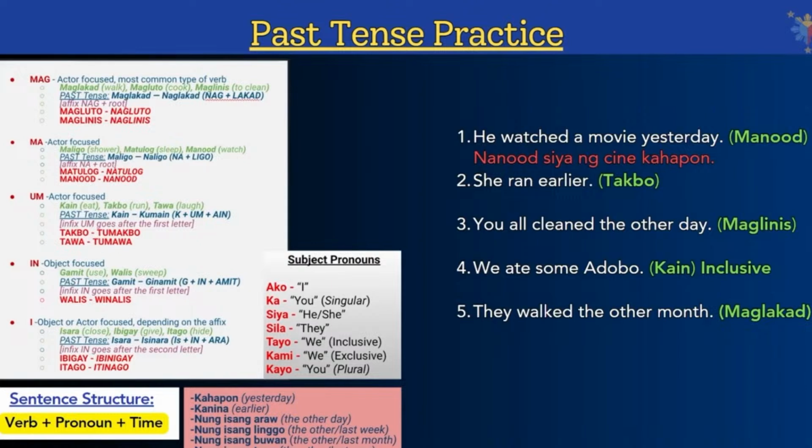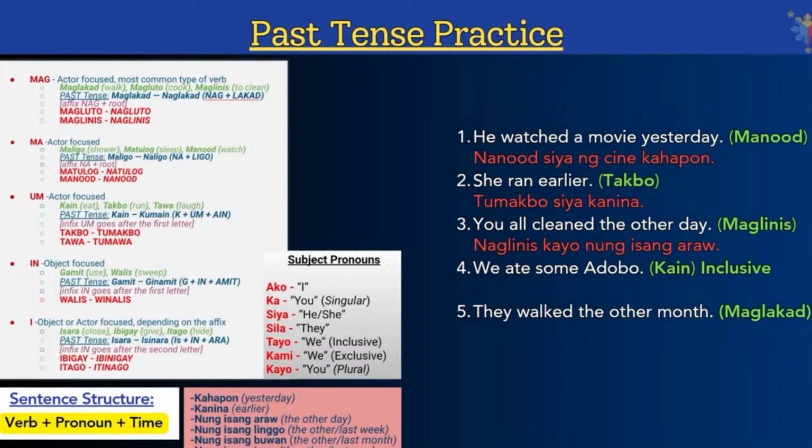Alrighty, we'll go ahead and go over the answers. So she ran earlier. Remember, the sentence structure is verb plus pronoun plus time. So it would be tumakbo siya kanina. She ran earlier. Number 3, you all cleaned the other day. Maglinis means to clean. Naglinis kayo nung isang araw. You all cleaned the other day.